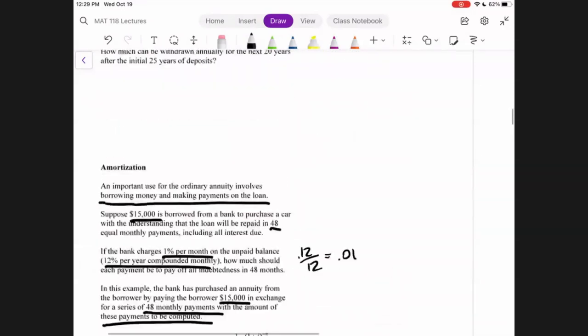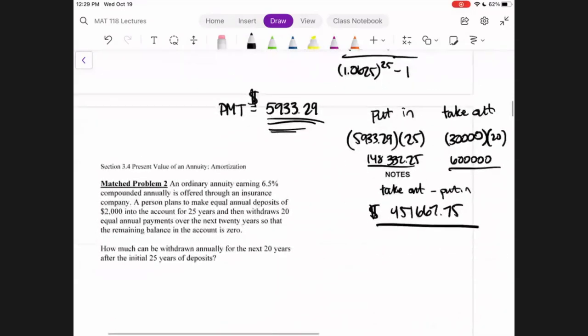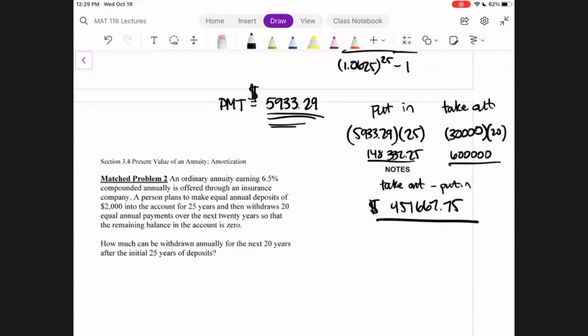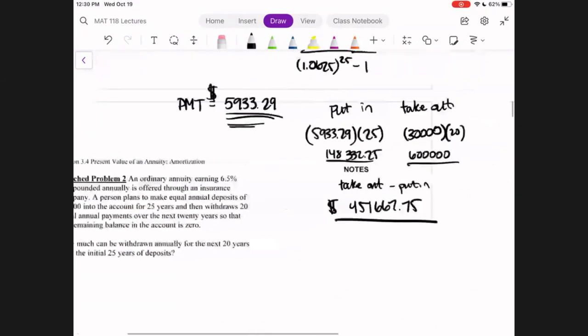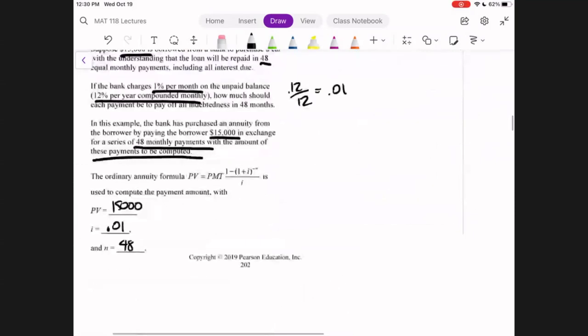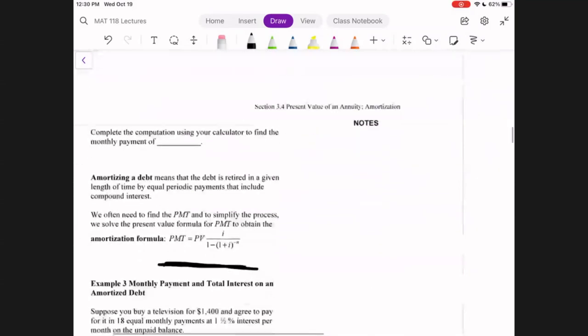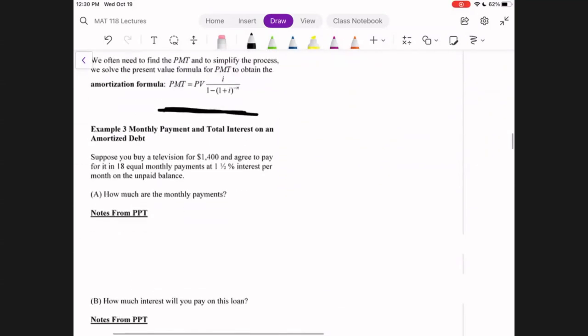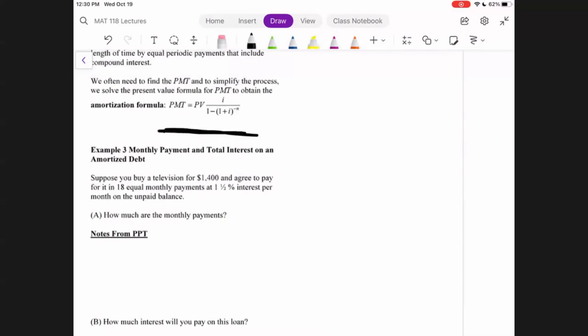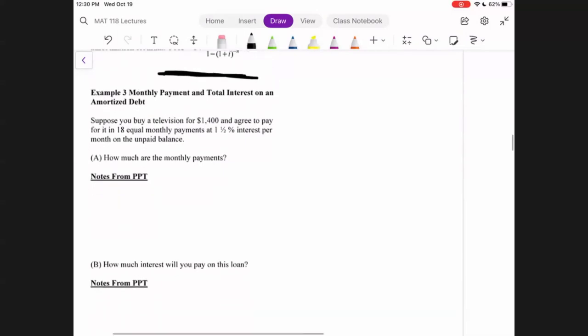And you'll just notice that, compared to a retirement account, all that extra interest, almost $500,000 of interest just from this. So just imagine if you bought a house and you have to do amortization, you can't pay it off completely. How much interest are you actually going to be paying? And usually it's substantial. So let's look at example 3 here.